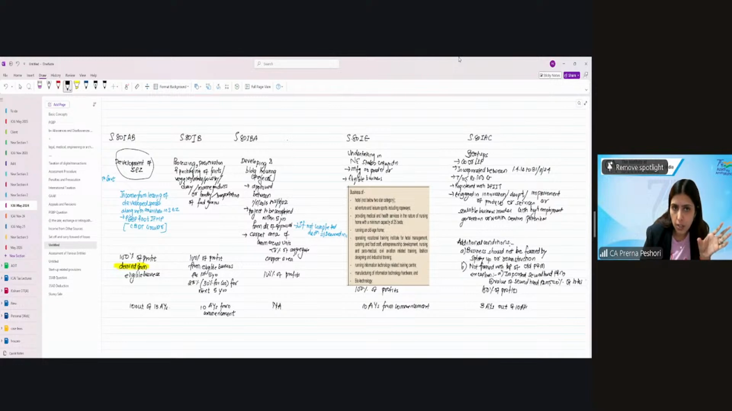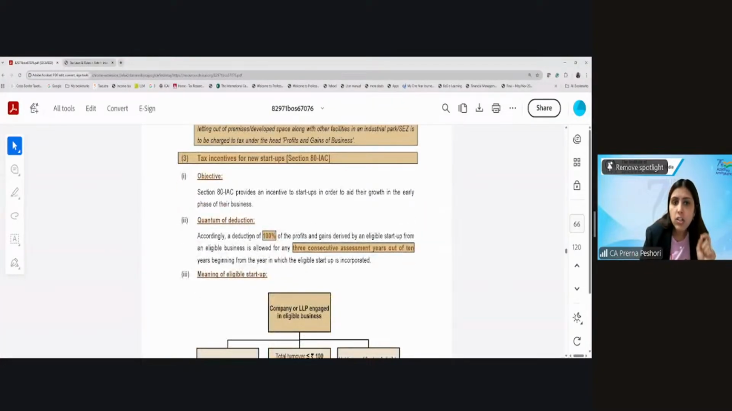ATIAC is given to a startup. What does it say? So basically, in order to provide incentives to the startup, this particular deduction is given. Again here, 100% of the profits of the undertaking which are derived by an eligible startup from doing the eligible business are given to them.